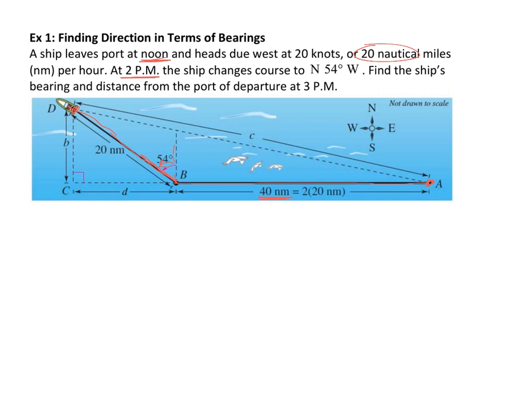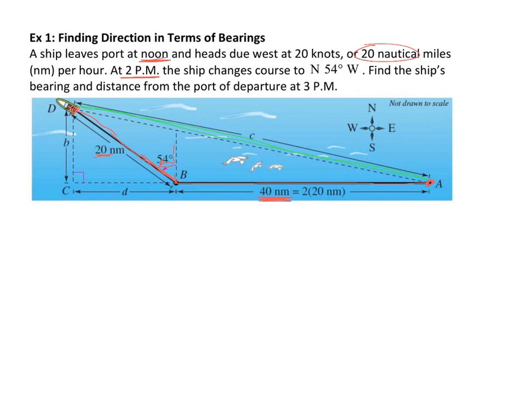Find the ship's bearing and distance from the port of departure at 3 p.m. It traveled for another hour, so it's traveling 20 nautical miles. That's why this is 20 here. So 2 hours, 40, 1 hour, 20. Now, this is what you need to understand. What's the bearing and what's the distance? This is the distance in green here from the point of departure. We need to figure out that distance, and then we need to figure out the bearing. So what is the bearing going to be exactly?